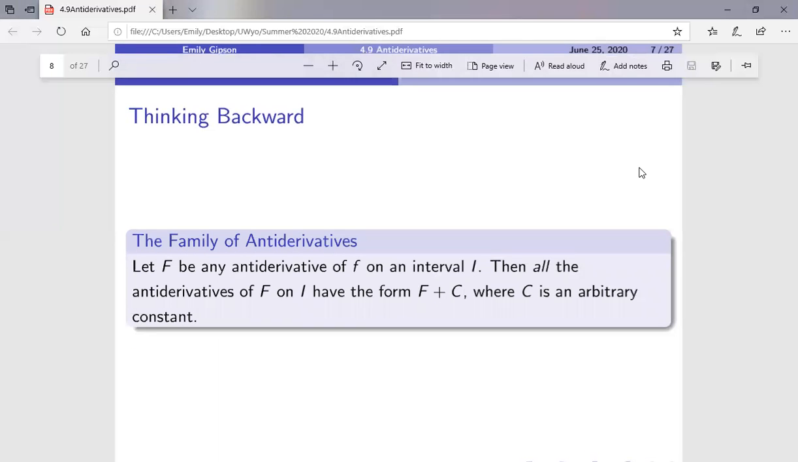Let capital F be any antiderivative of lowercase f on an interval I. Then all of the antiderivatives of f on I have the form capital F plus c, and c could always equal 0. And c is always an arbitrary constant. We call this a family because if I said x plus 1 or x plus 10 or x plus 70, when I take the derivative, I'm just going to get the value 1. So the value 1 has infinitely many antiderivatives. And there are specific ways to solve for them, but we're going to cover that a little bit later in the term.